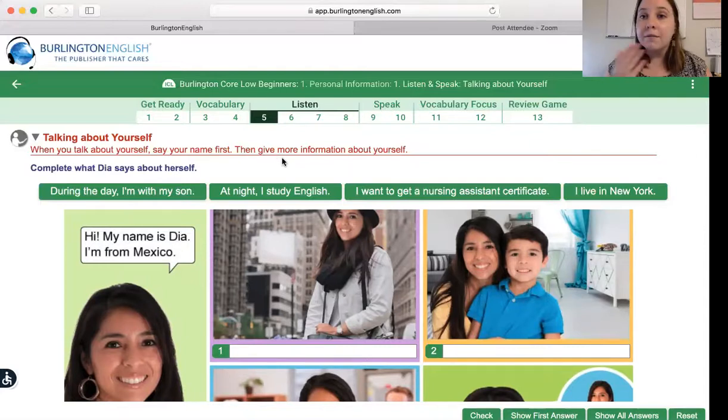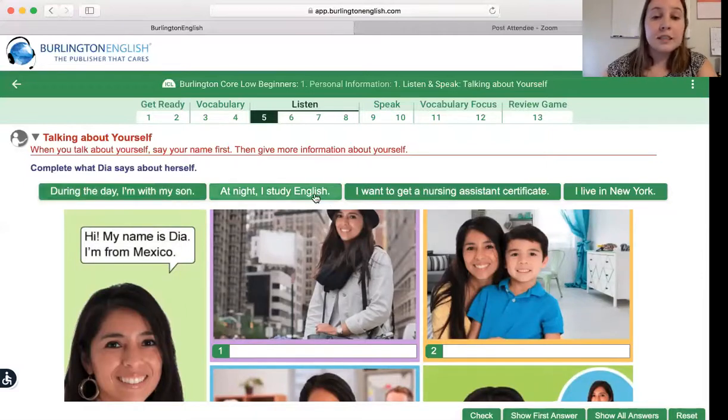Then give more information about yourself. So she is going to give us some information. The first thing she tells us is where she is from. She says, "I'm from Mexico." So her name is Dia. She is from Mexico.